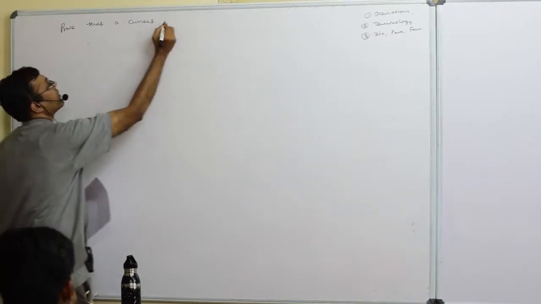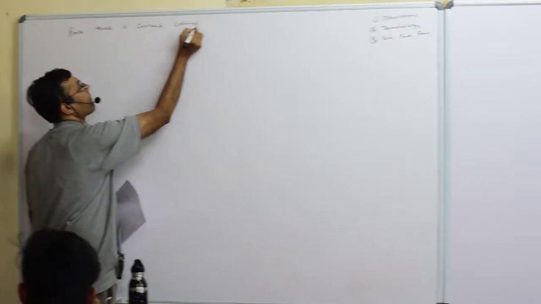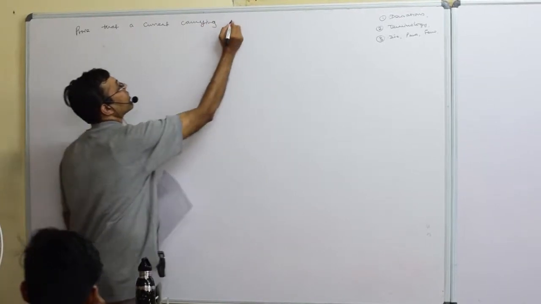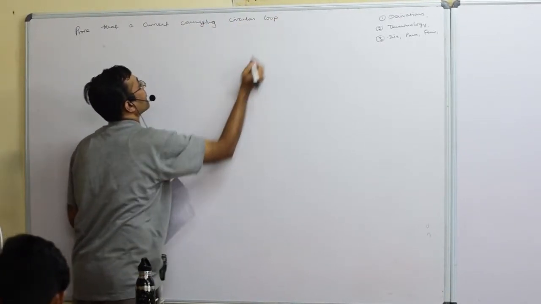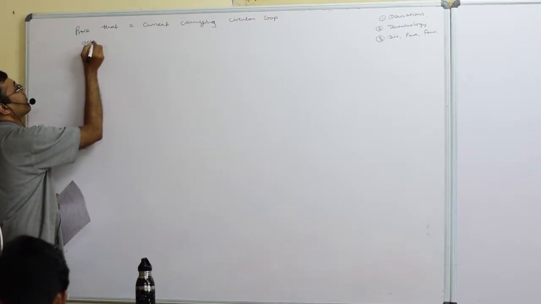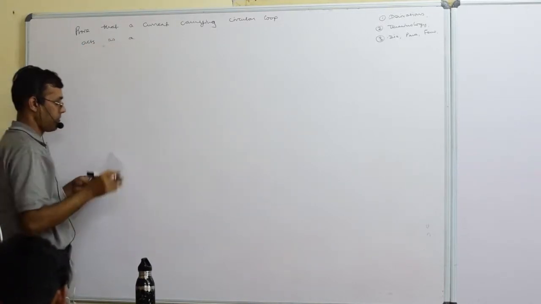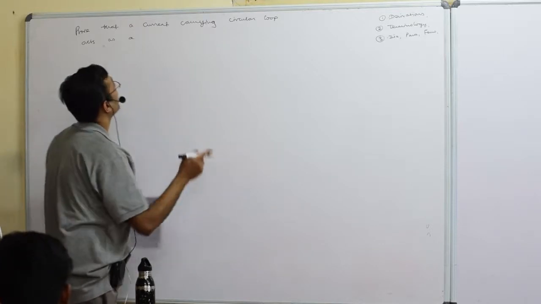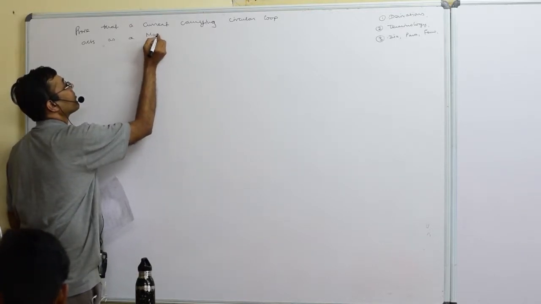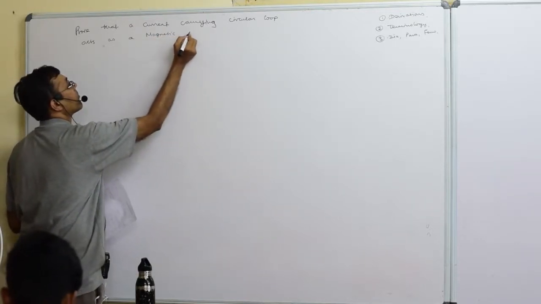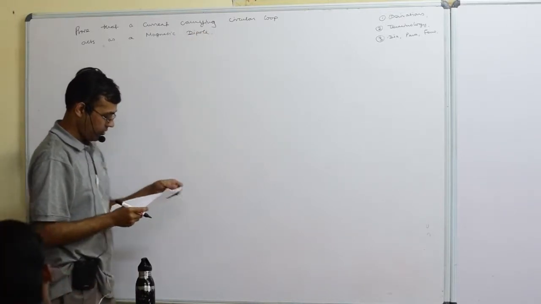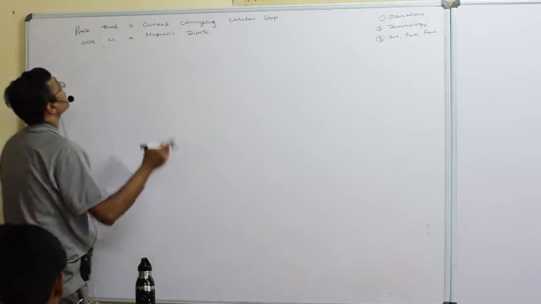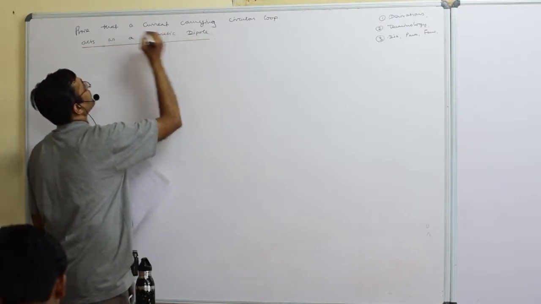Prove that a current carrying circular loop acts as a magnetic dipole. So that will be the first derivation we'll be studying here.